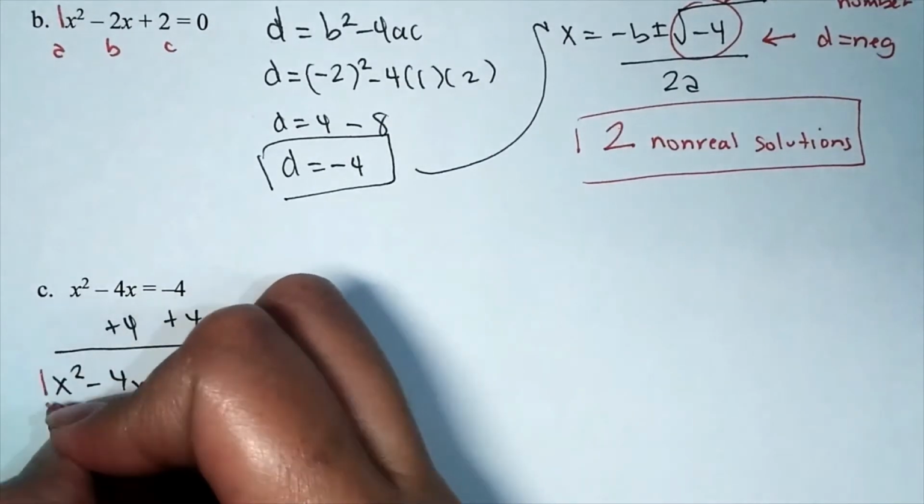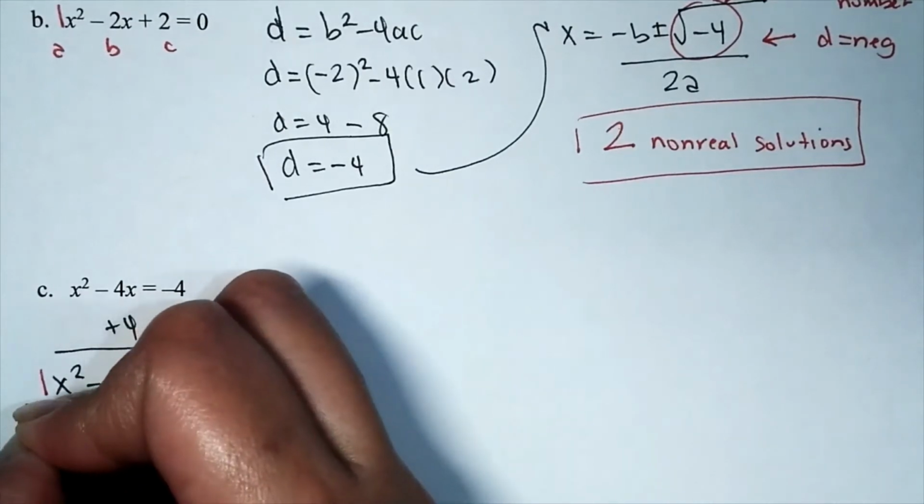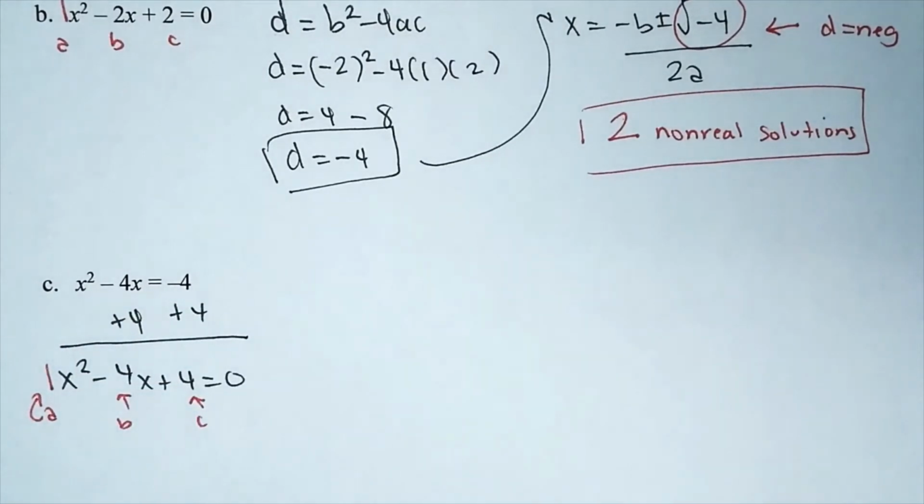Leading coefficient is 1, that's our A. Coefficient of the middle term is negative 4, that's our B. Constant term is 4, so that's our C.